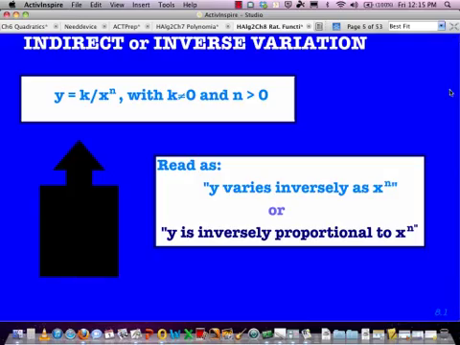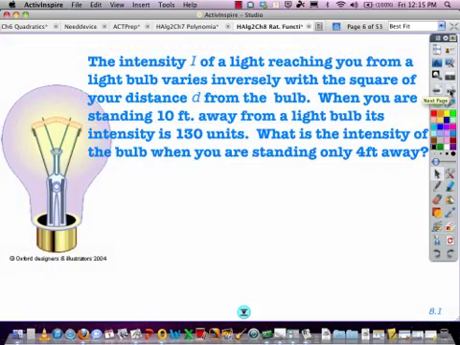It is a value you have to figure and work out as you do the problems. So, here is an example, a real-world situation. The intensity I of a light reaching you from a light bulb varies inversely with the square of your distance d from the bulb. When you are standing 10 feet away from the light bulb, its intensity is 130 units. What is the intensity of the bulb when you're standing only 4 feet away?